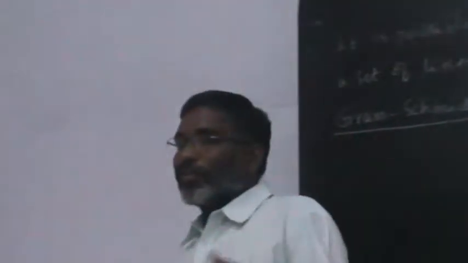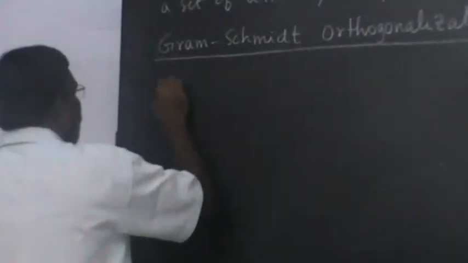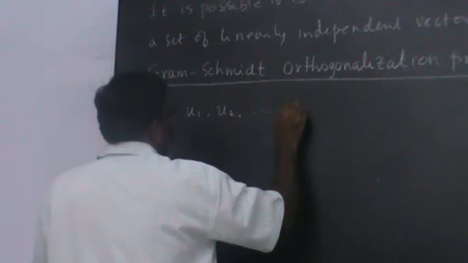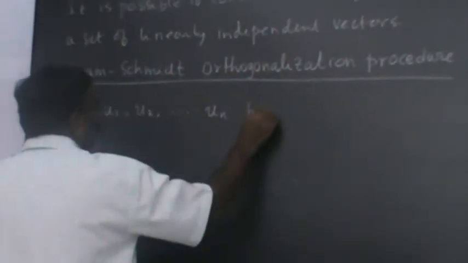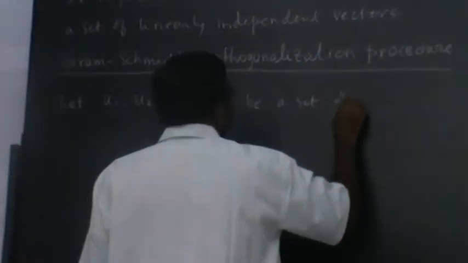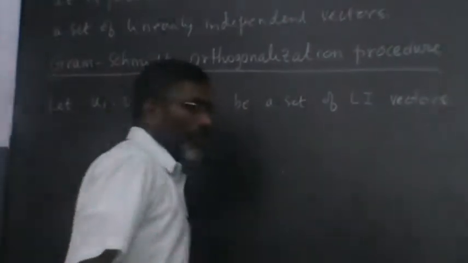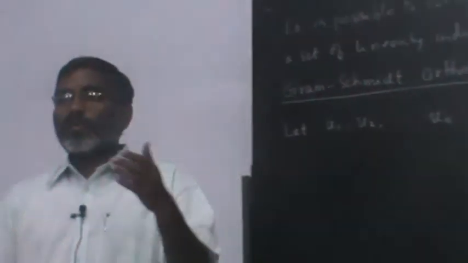This is essentially like a computer algorithm. Step 1, step 2, step 3. How do you do this orthogonalization from a given set of linearly independent vectors? So let u1, u2, etc. un be a set of linearly independent vectors, but not orthogonal. From u1, u2, un, I am going to construct another set v1, v2, vn, which are orthogonal. So how do we do that?